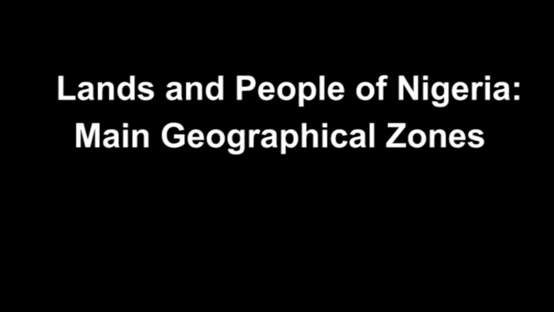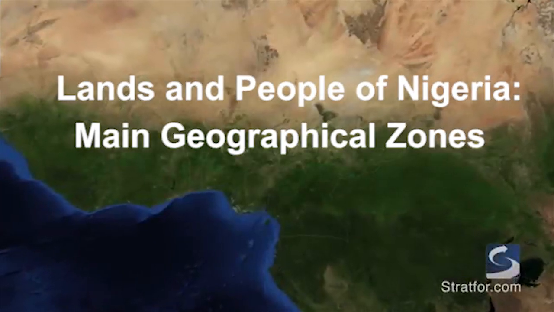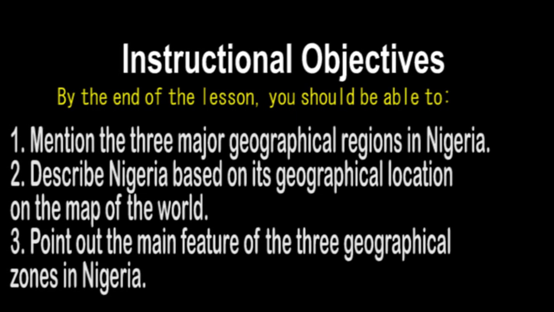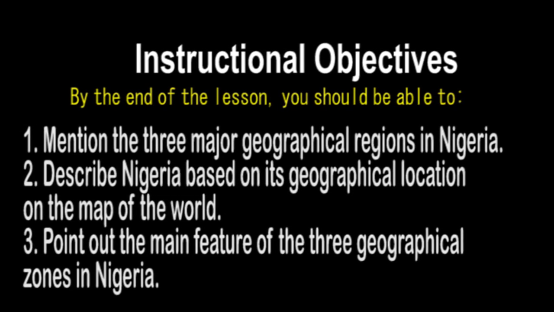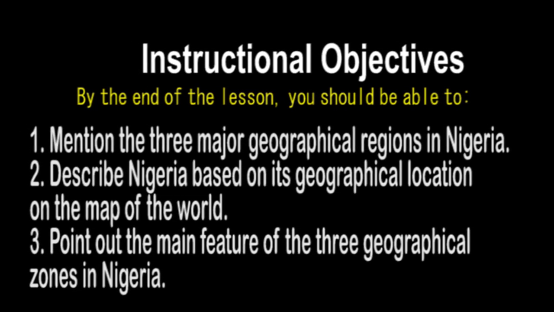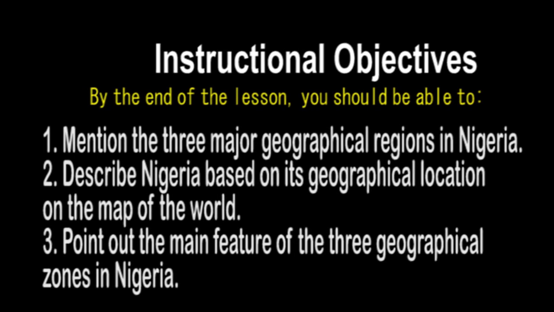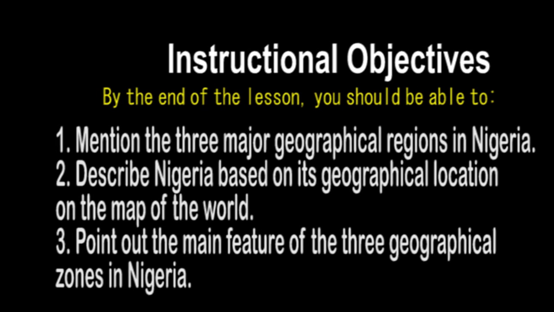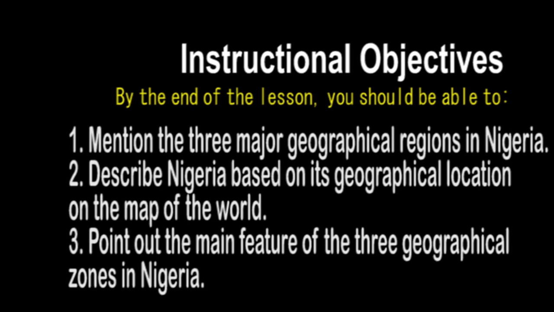Our topic is lands and people of Nigeria, main geographical zones or regions. By the end of the lesson, you should be able to: 1. Mention 3 major geographical regions in Nigeria. 2. Describe Nigeria based on its geographical location on the map of the world. 3. Point out the main features of the 3 geographical zones in Nigeria.